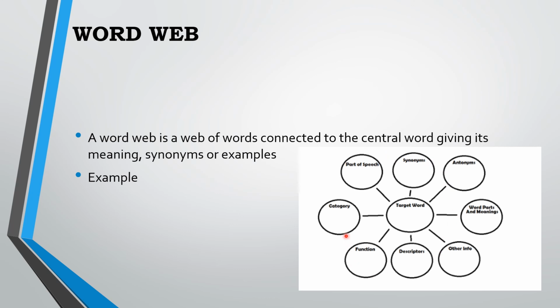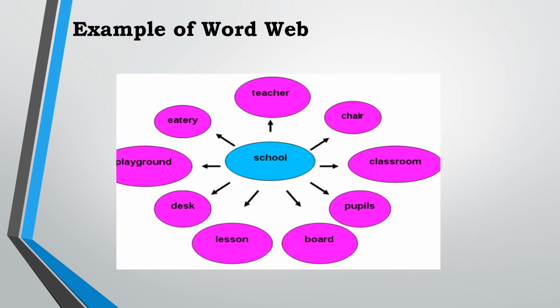You see a spider, right? How the spider connects its web, similarly, we have these connections here, which are connected with the central word, the target word. So this may have anything related to the central word. So when you have antonyms, synonyms, parts of speech, meaning, functions, descriptions, these will be connected to this target word. Look at the example I've given here.